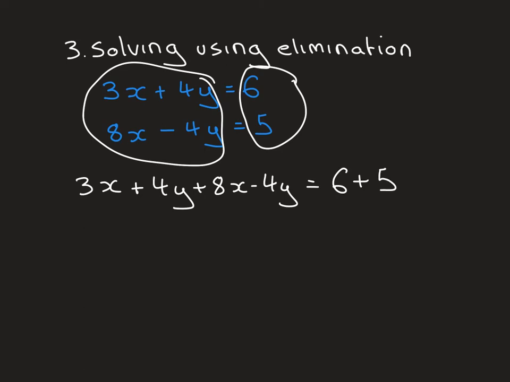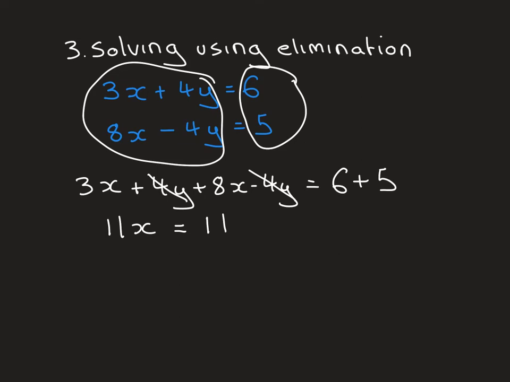So now we can cancel everything down. 3x plus 8x is going to be 11x. 4y take 4y is going to be 0. So essentially what happens is these 4y's cancel out. They're equal to 0. So we're left with 11x equals 6 plus 5, which equals 11.